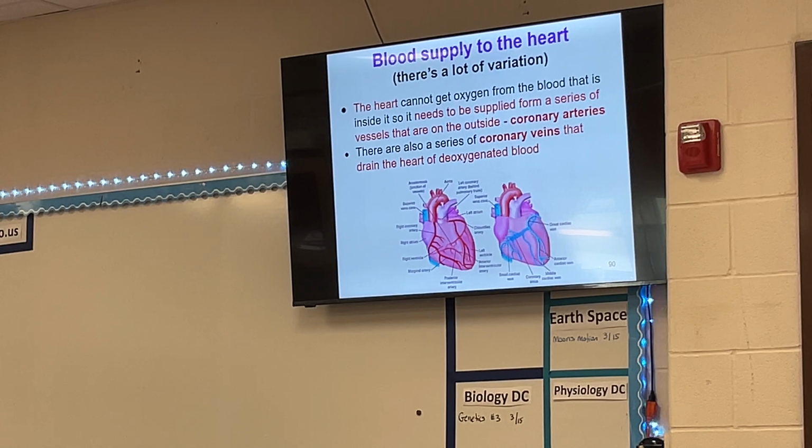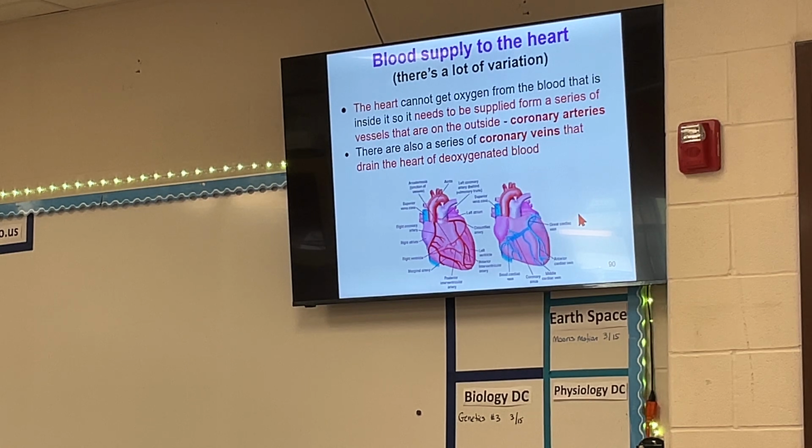They all have names, and again, we're not going to learn that. Take anatomy, you'll learn it then. But we will be able to see the major ones on the cow heart when we dissect that. A lot of these go down the center of the two ventricles or underneath the atriums, and they wrap around the back of the heart. There's a big sinus here. The coronary sinus is a big one. And again, there are veins and arteries both.